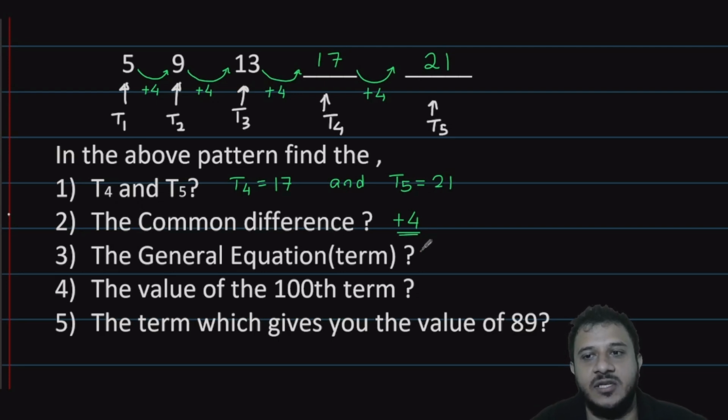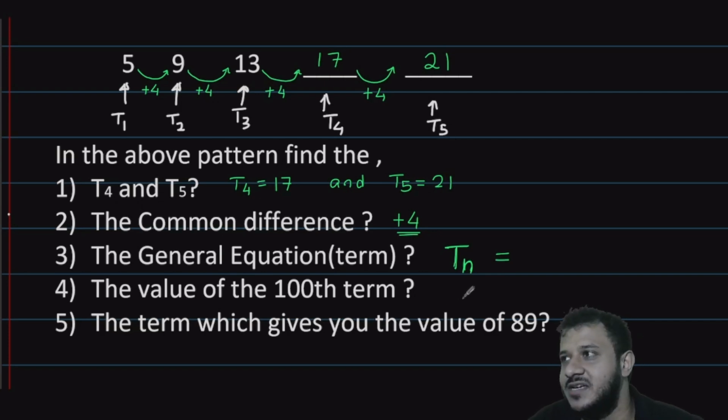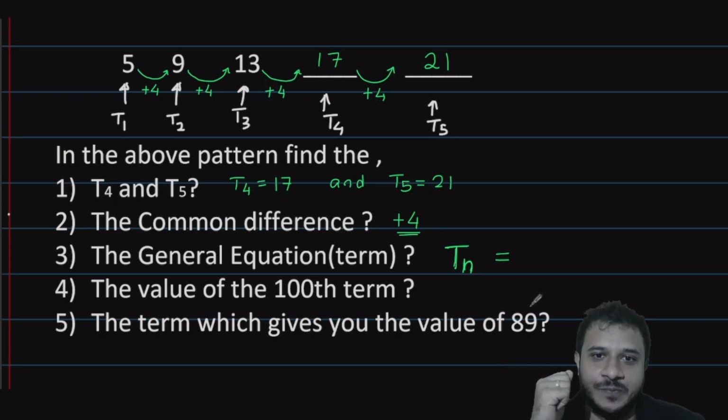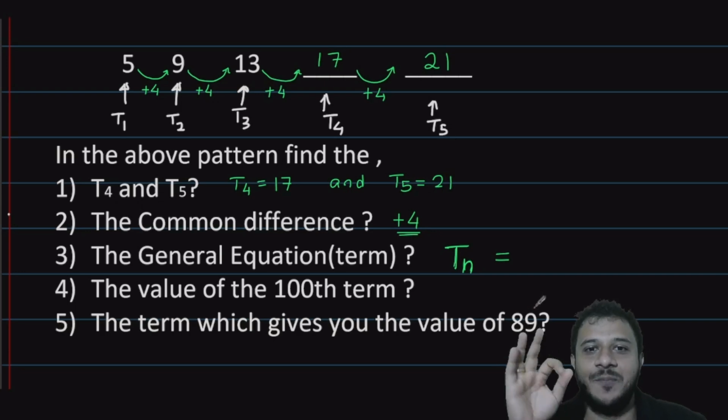The general equation. That is the fun part. For the general equation, what we do is we write down Tn. That means term number equals. Now listen to this properly. If you listen to it properly, it will be very easy for you. Term number, Tn equals. Write down what's happening in the pattern.